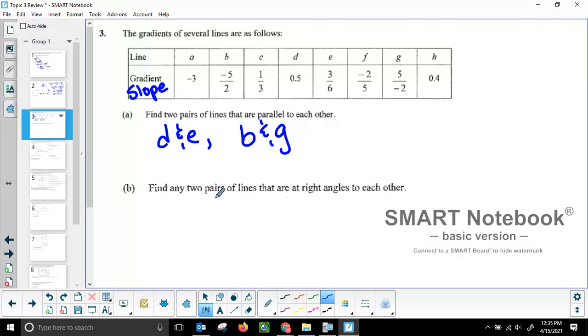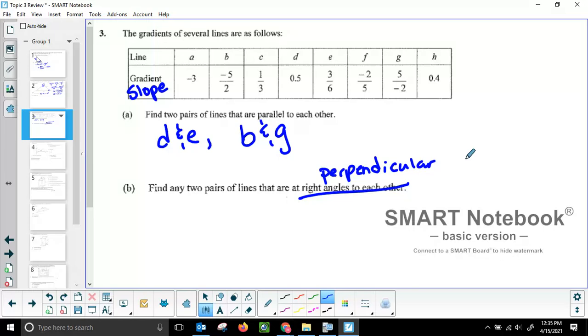All right, so find any two pairs of lines that are right angles to each other. Right angles to each other just means perpendicular. In order to be perpendicular lines, their slopes have to be opposite reciprocals. And I say that because that's how we learn it in algebra and algebra 2, correct? We always talk about opposite reciprocals.